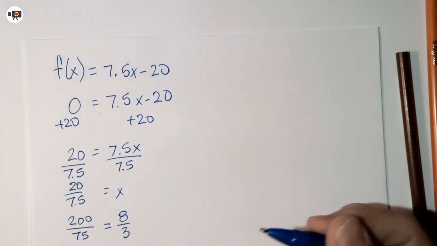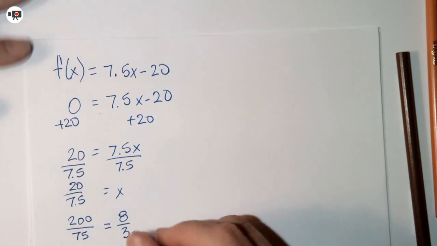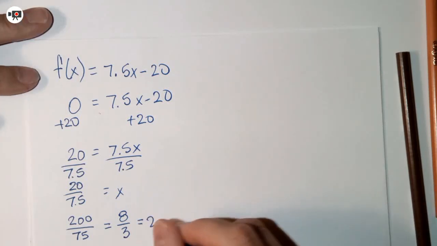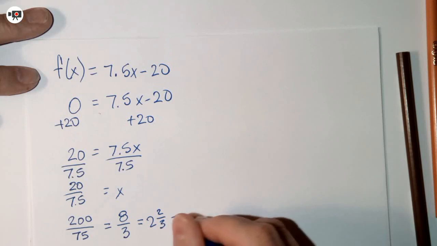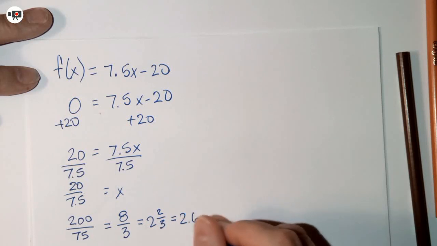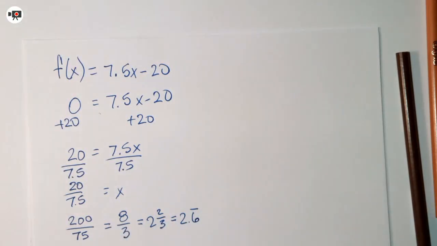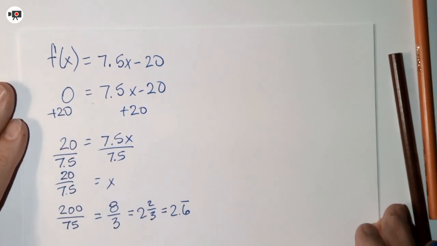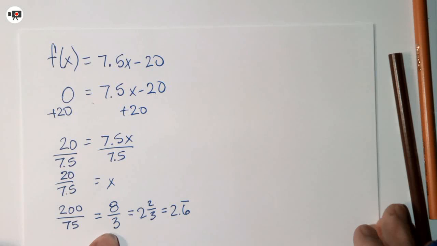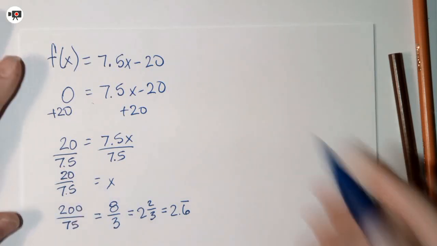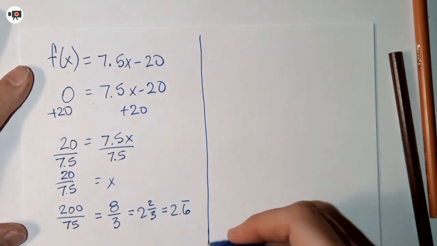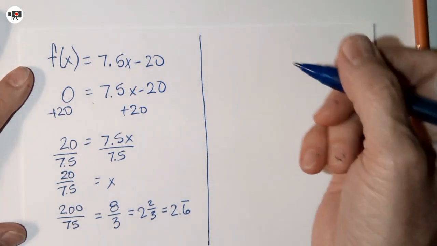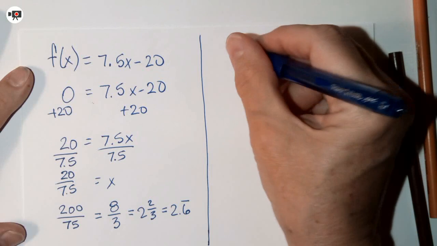Now 8 over 3 is a perfectly okay way to do it as your answer. 2 2/3 is perfectly okay, and 2.6 repeating is perfectly okay, but if you don't put the repeat bar over the 6, it's wrong. Normally, we'll just leave it as the fraction because we don't usually care too much about that. So 8 over 3 works just fine, but any of those are acceptable as x. Okay, let's try another one.